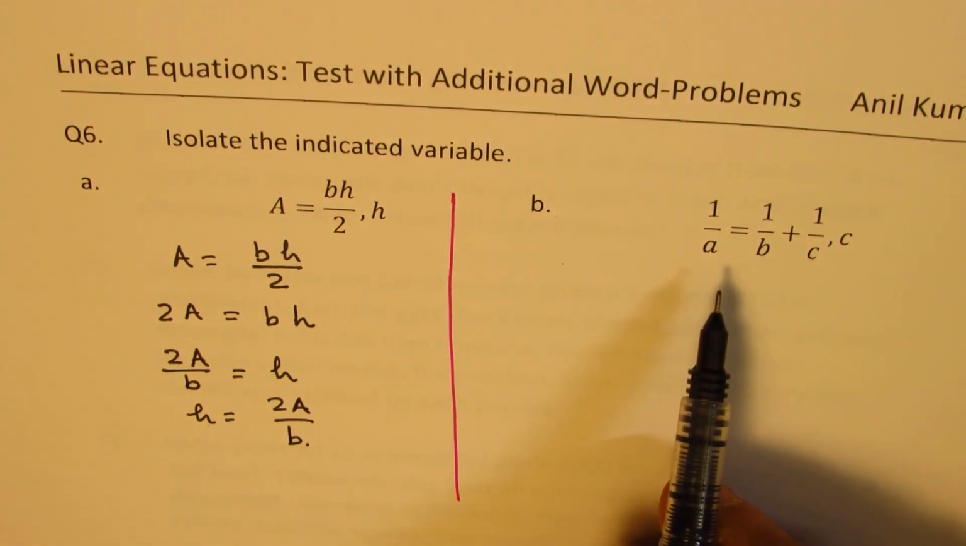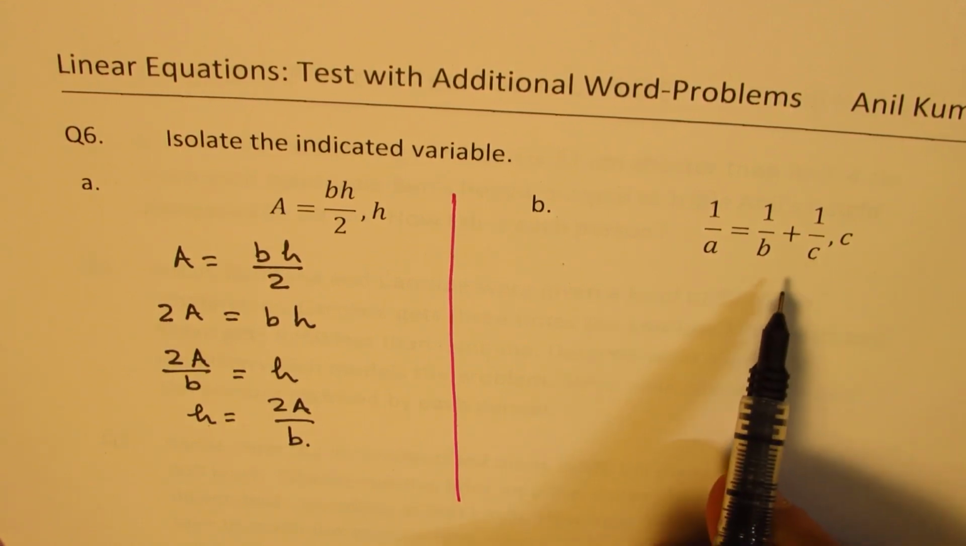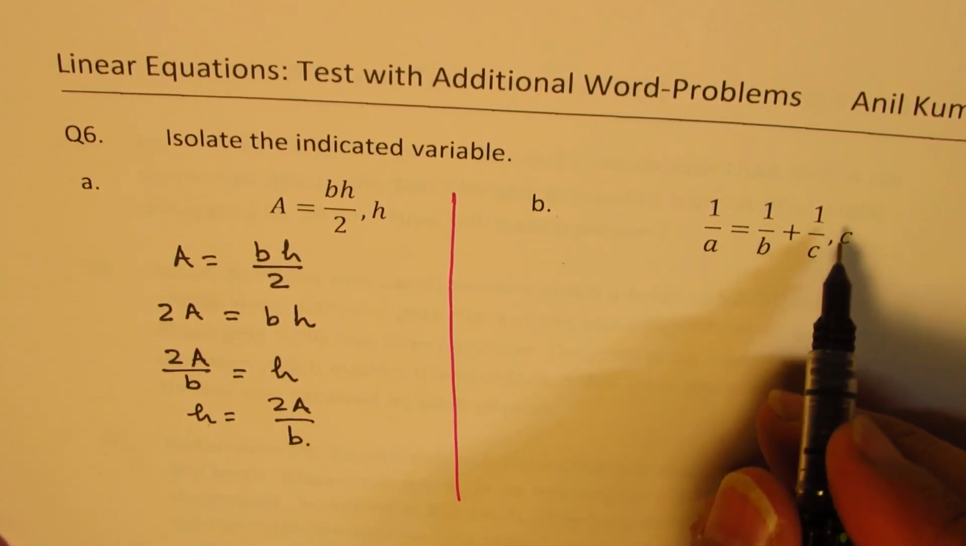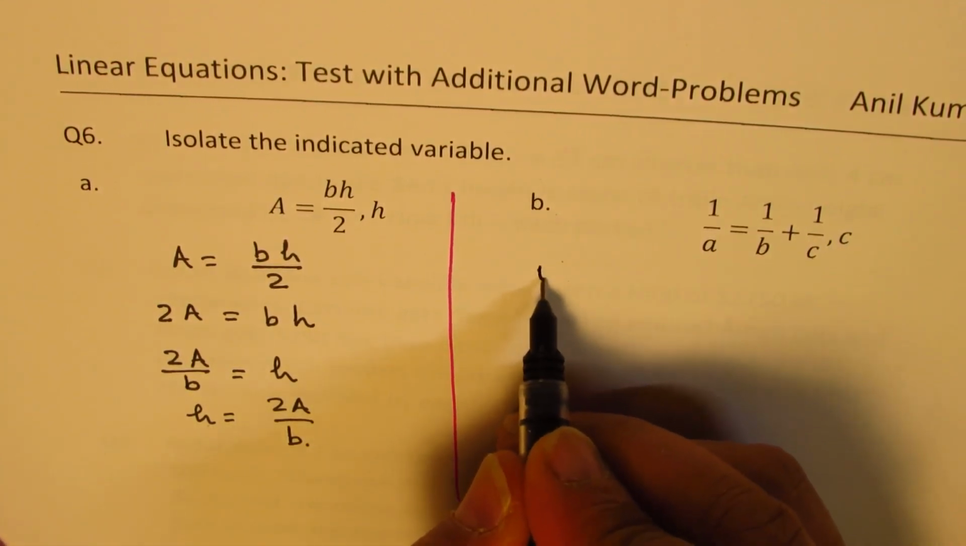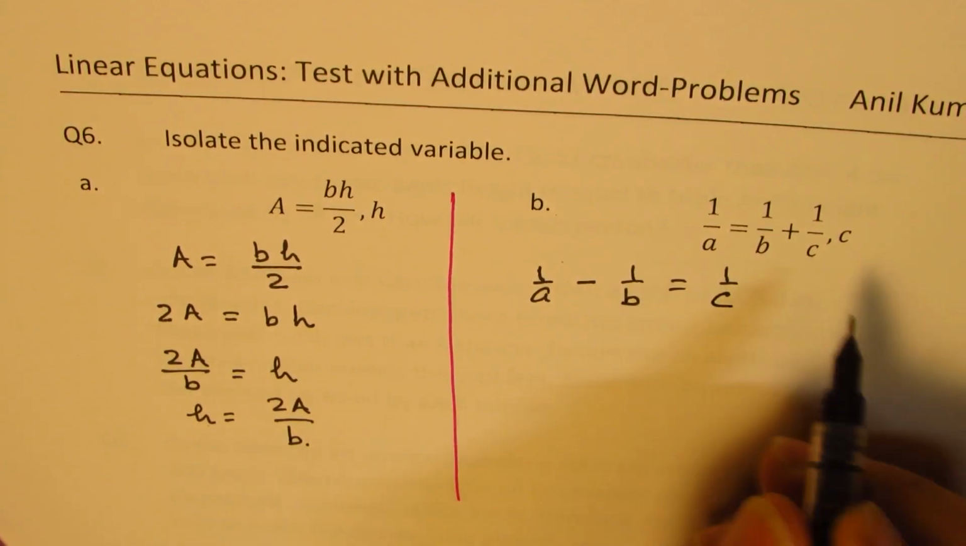On the right side, we have a slightly difficult question. You need to isolate C, which is kind of tricky. So how to do it? Well, the first step we could do is write this as 1 over A minus 1 over B equals 1 over C, right?